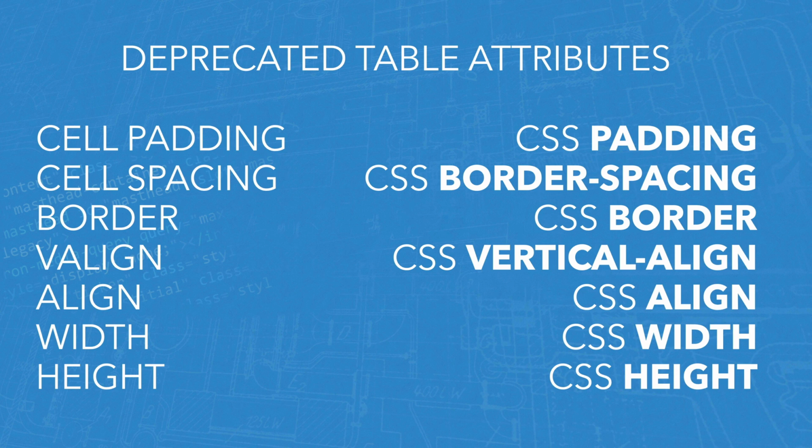All right, and lastly, before we jump into the code here, I just wanted to mention the deprecated table attributes. Now you'll notice in this exercise I've been talking about cell padding and spacing, and we used to do all of those things with HTML attributes right inside of the HTML.